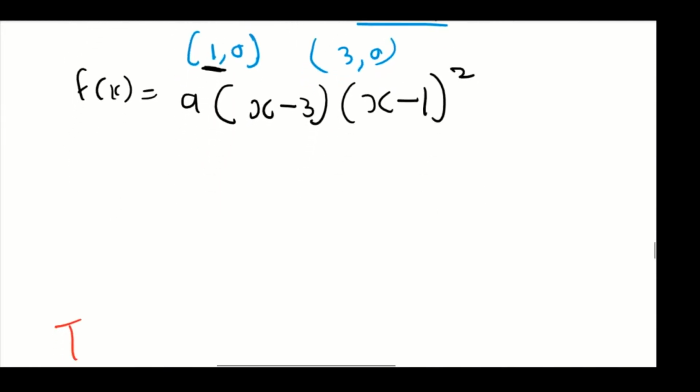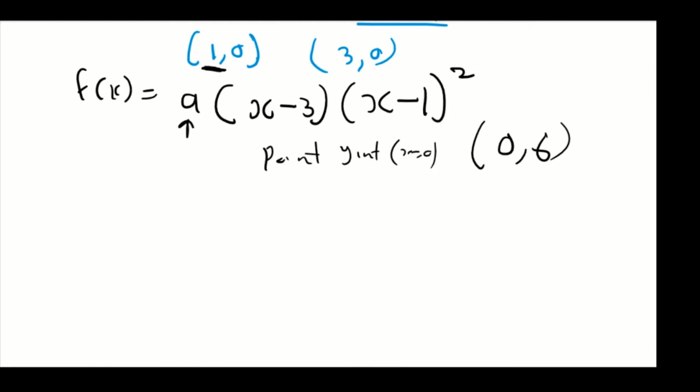Now that we have this, we're going to use a point, which is our y-intercept, to substitute. The y-intercept is when x equals 0, so that point is (0, 6). Why are we substituting this point? We want to find the value of a. So we're going to substitute it. Where there's y, we put 6. Where there's x, we put 0.